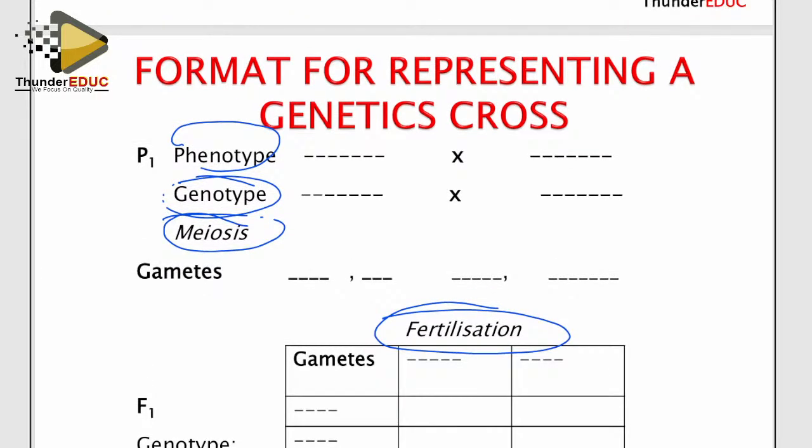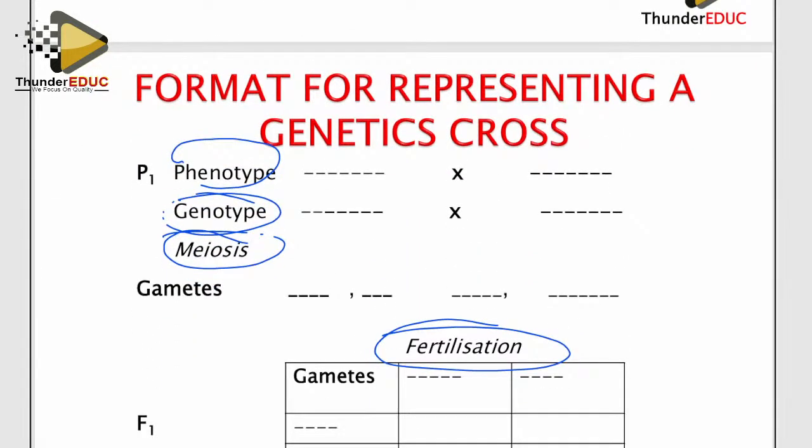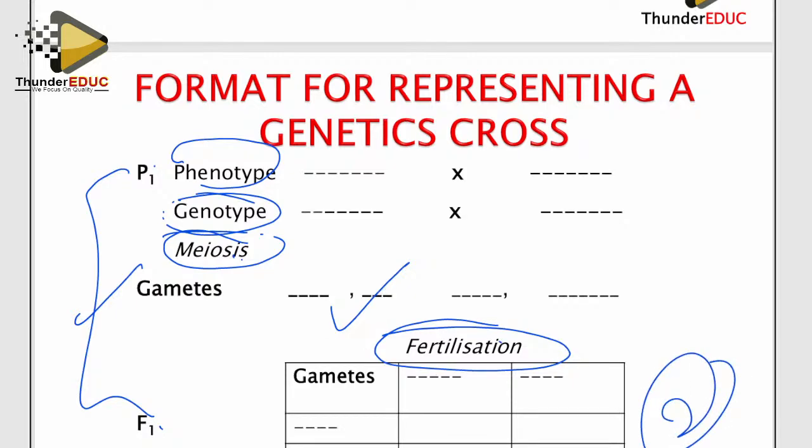Let's go back. When it comes to this genetic cross, please make sure that you write phenotype, meiosis, fertilization. You know why? Because we give a mark when we combine this and this, and another mark when we combine this and this. So it is P1, F1, we give a mark. Meiosis and fertilization, we give another mark. So you go to the paper with 2 marks. I wonder about those people who get 0.